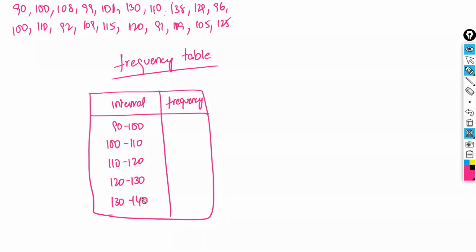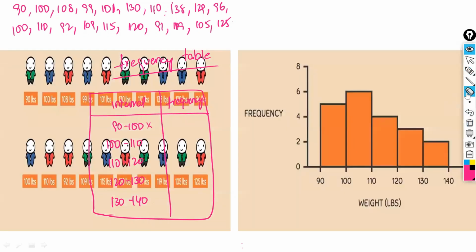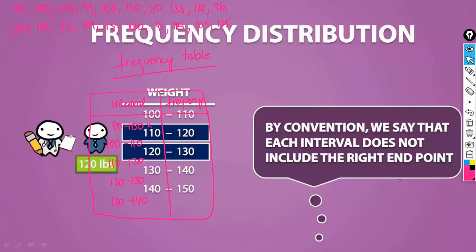Now let us observe how many of them are there from 90 to 100. 100 is not included in this bar. By default, the right side is not included in each bin except the last one. For the last one, it will automatically be included. So here we take 100 to 110, 110 to 120, 120 to 130, 130 to 140, 140 to 150. By convention, the right endpoint is not included.